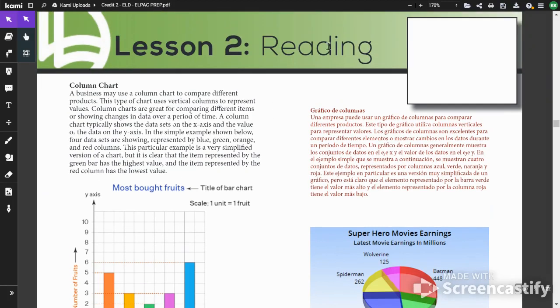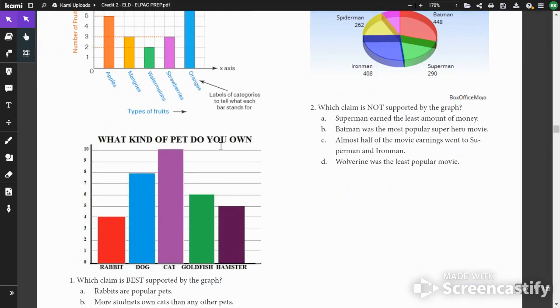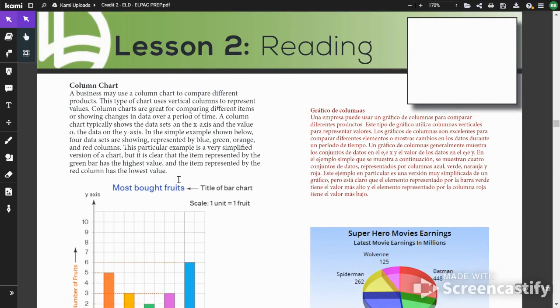Okay, the next part in lesson 2 for reading, we're going to do some reading, but we're also going to be learning about a column chart. So remember, in these, I'm checking in and making sure you understand what these charts are and how they work. So let's take a look at what a column chart is.